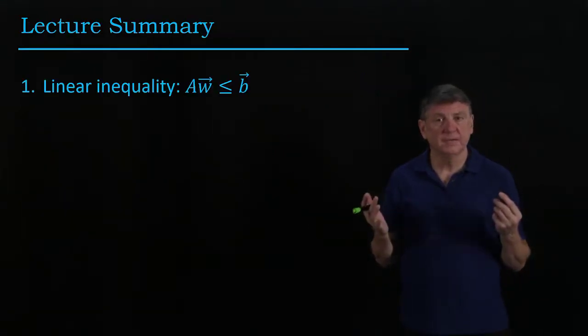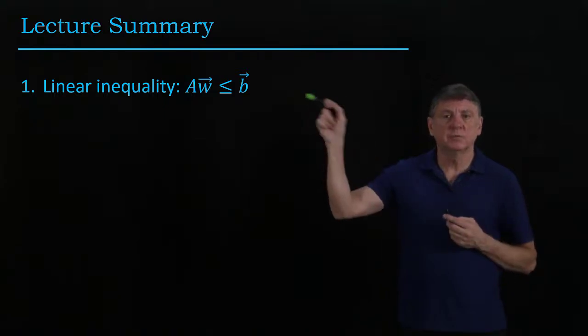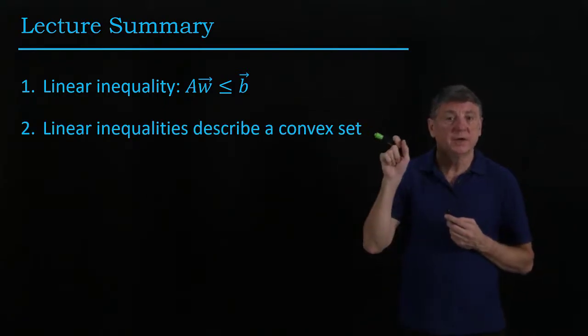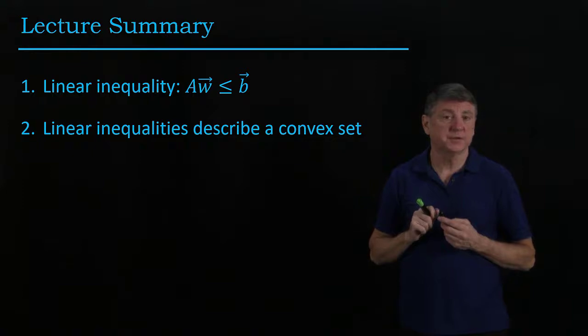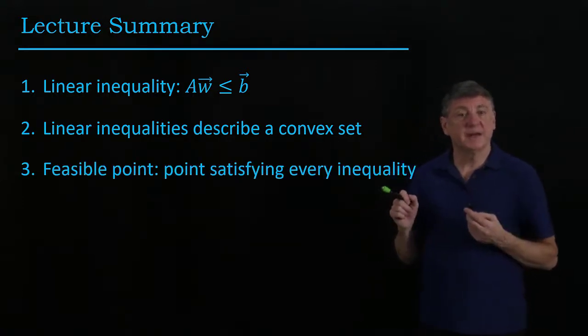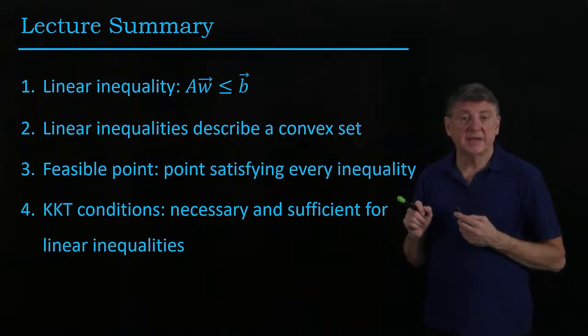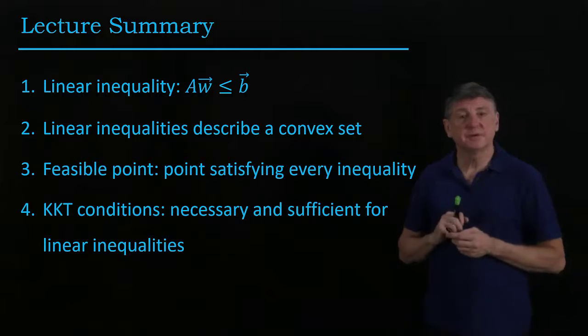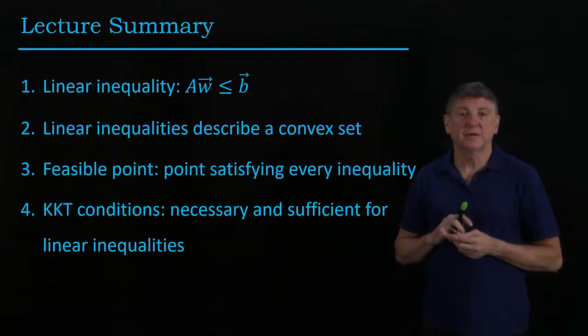So what have we gained from this? Well, we now know how to express a linear inequality. We understand that linear inequalities together describe a convex set. A feasible point is a point satisfying every inequality, and a KKT condition is necessary and sufficient for satisfaction of a linear inequality for a quadratic objective function.